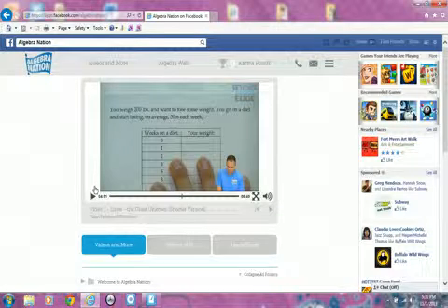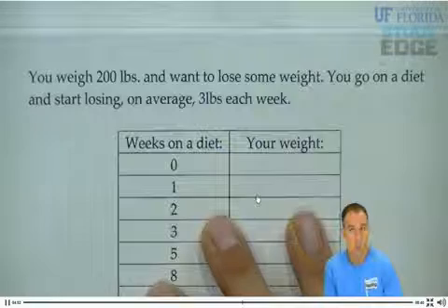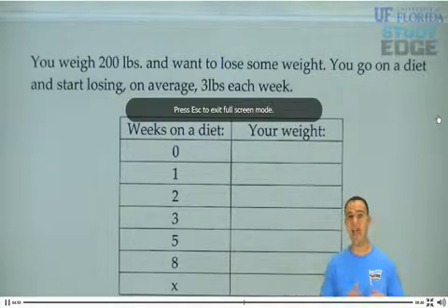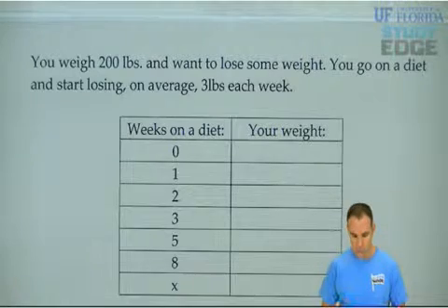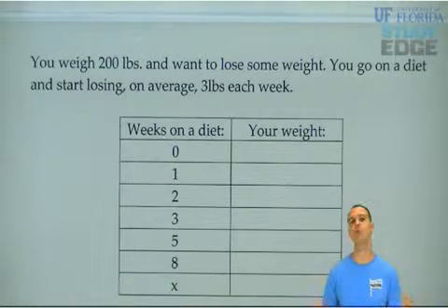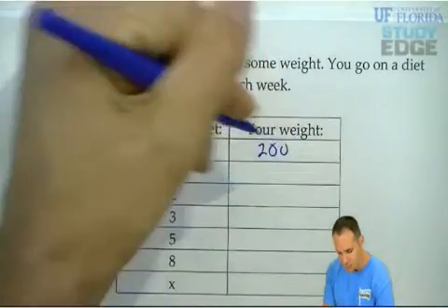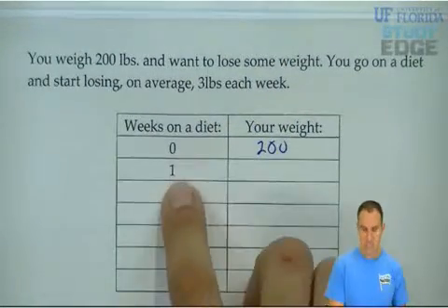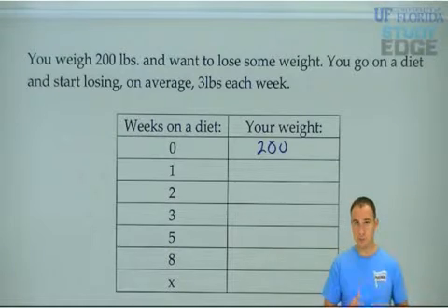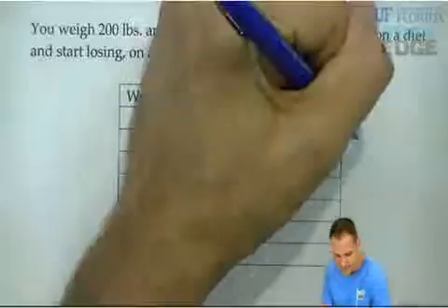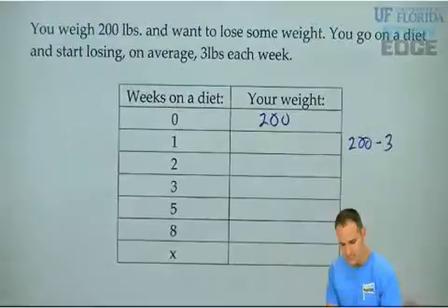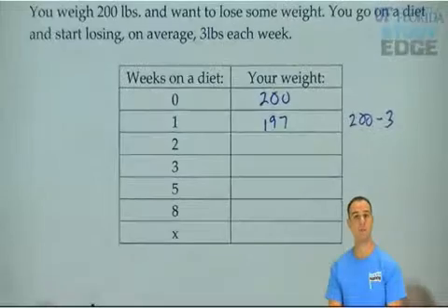Boys and girls, please turn your workbook to page 52. You want to lose some weight. You go on a diet and start losing on average 3 pounds each week. So that's the scenario. Week 0, I start, and I weigh 200 pounds. How about a week later? I lose 3 pounds a week, so 200 minus 3 would give you 197 pounds.